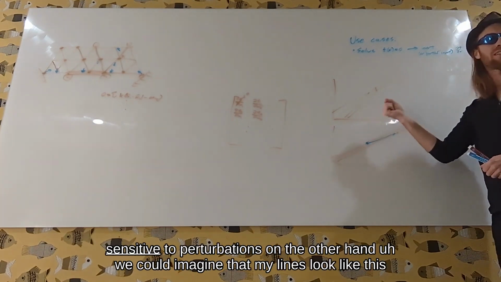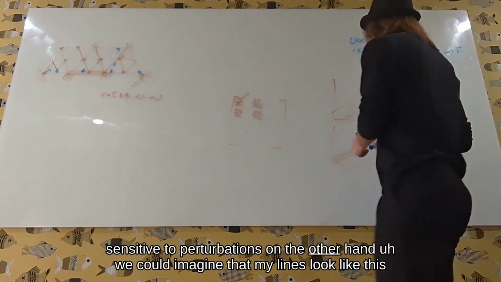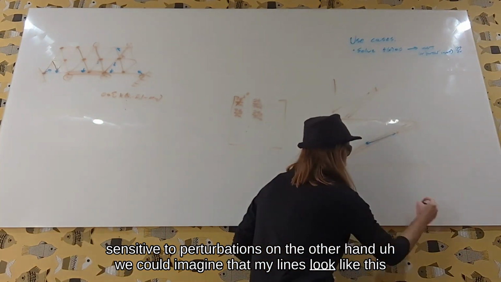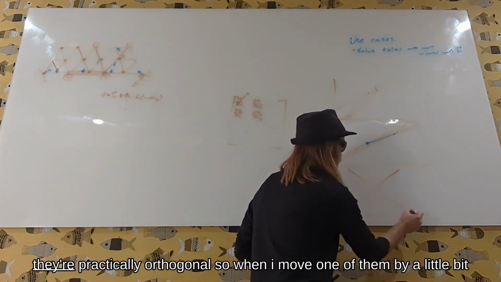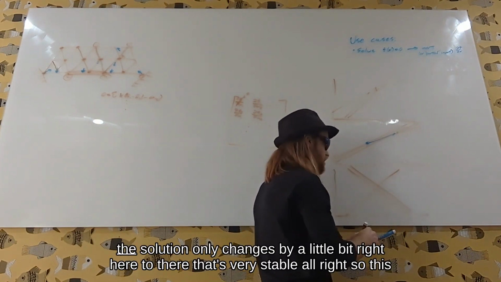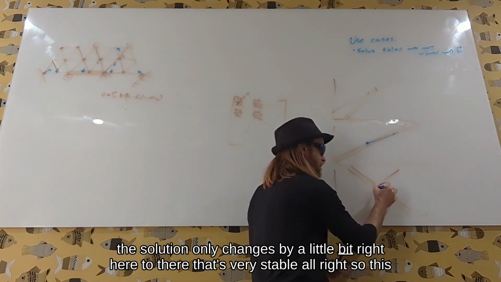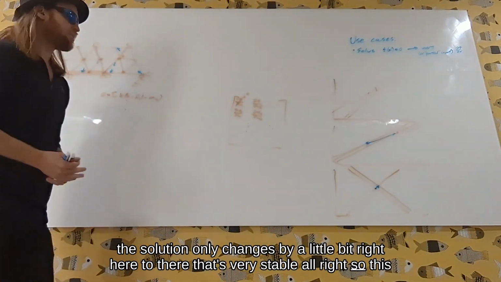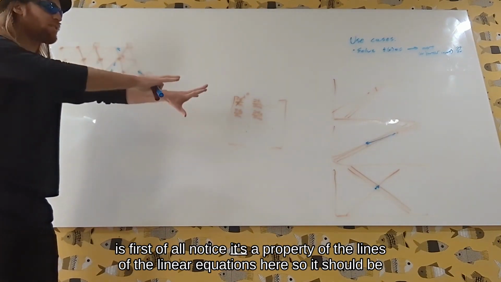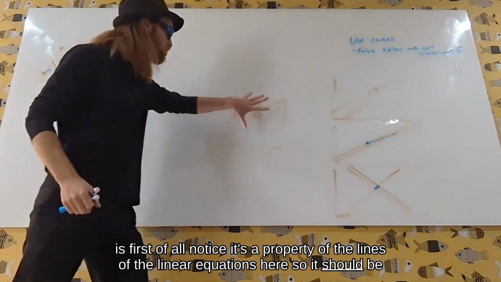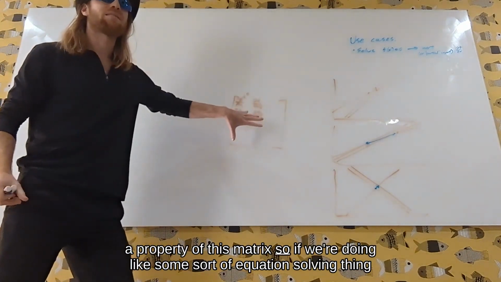That's extremely sensitive to perturbations. On the other hand, we could imagine that my lines look like this. They're practically orthogonal, so when I move one of them by a little bit, the solution only changes by a little bit, right? From here to there. That's very stable. All right, so first of all, notice it's a property of the lines, or of the linear equations here, so it should be a property of this matrix.